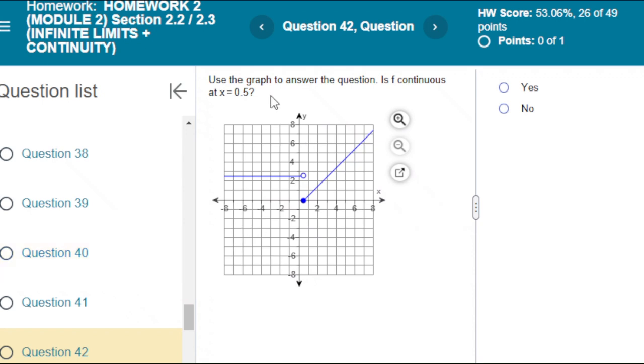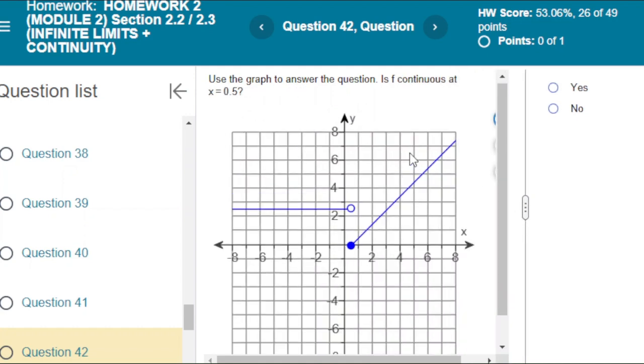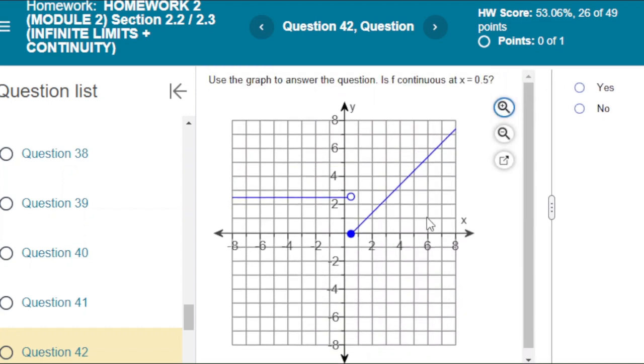Now, what about this one? Use the graph to answer the question, is f continuous at x equals 0.5? Well, there's 2, 4, 6, 8. Here's 0. Here's 1. 0.5 is right here. And yeah, that looks like a place where we have a discontinuity at 0.5. So the answer would be no, it's not continuous at x equals 0.5. It's continuous everywhere else, but at x equals 0.5, that's where you have discontinuity. So is this continuous? No.